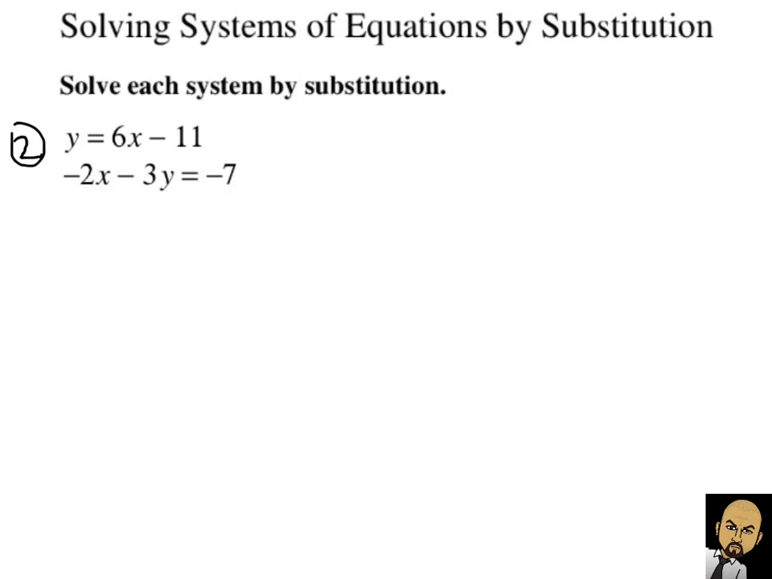In this type of problem, you can see that only one of the equations is solved for y. So we're going to go ahead and use that expression, 6x minus 11, and we're going to substitute it into the other equation. Instead of negative 2x minus 3 times y, it's going to be negative 2x minus 3 times the quantity of 6x minus 11, and that's going to equal negative 7.